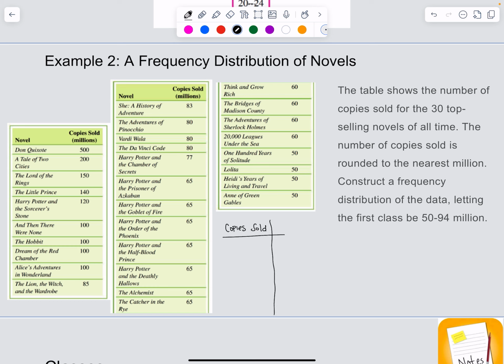And then number of novels. Okay, so it says the first class needs to be 50 to 94. So all of the rest have to match. And it looks like the highest we're going is... The highest is 500.